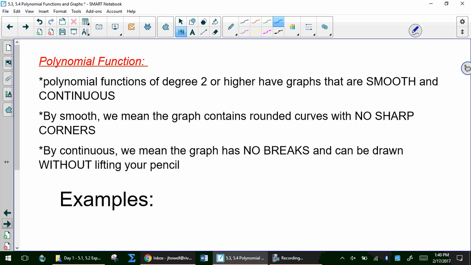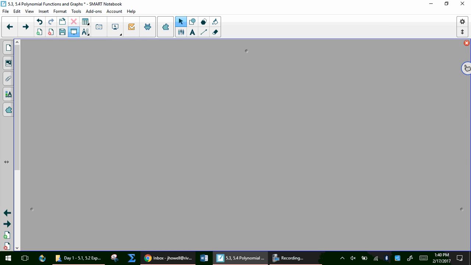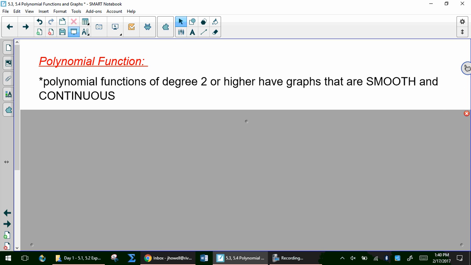All right, so we're going to talk about some polynomial functions today. So we talked about polynomial expressions yesterday. We have expressions that can be simplified. We have functions that can be solved, that can be graphed. So polynomial functions of degree 2 or higher have graphs that are smooth and continuous. So we're writing this down. Have graphs that are smooth and continuous.